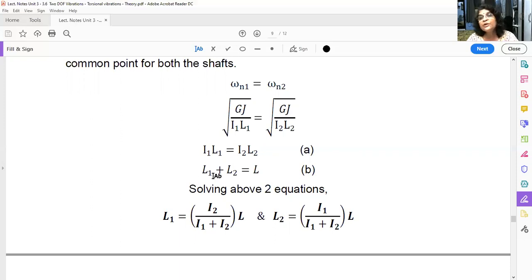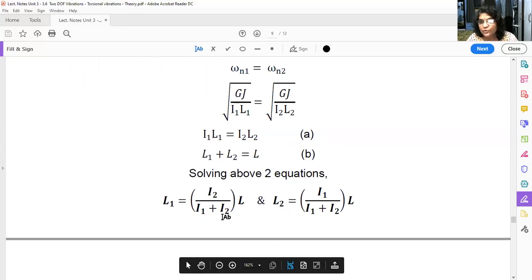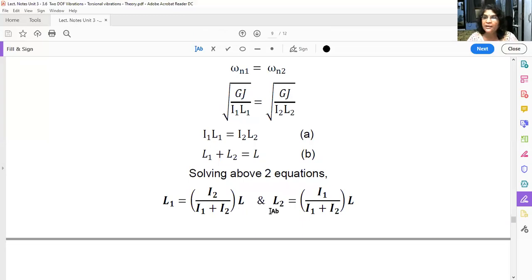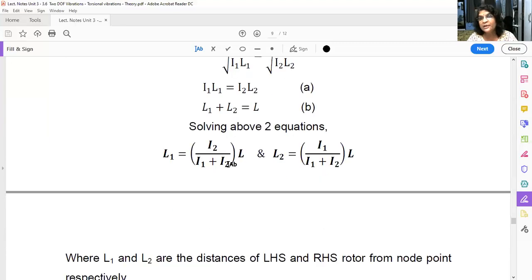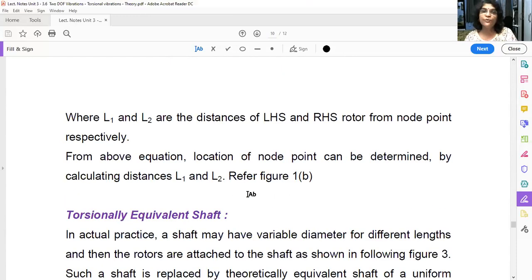But you also know that L1 plus L2 is equal to L, capital L, which is the length of the shaft. Solving these two equations, you will get L1 is equal to I2 upon I1 plus I2 into L, and L2 is equal to I1 upon I1 plus I2 into L. You can solve these two, or put in the values directly, but usually we convert and find L1 and L2. These are the distances of the node point from the two rotors. From the above equations, the location of the node point can be determined.